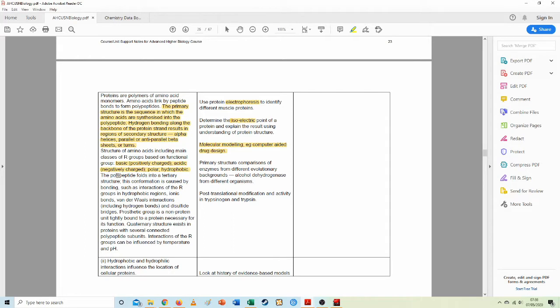Then the structure is going to fold, so those alpha helixes and beta pleated sheets are going to curve into an overall structure caused by the R groups. So we are going to need to cover what ionic bonds are. We're going to need to cover what van der Waals interactions are. And that will include hydrogen bonding. And we're also going to need to include some disulfide bridges.